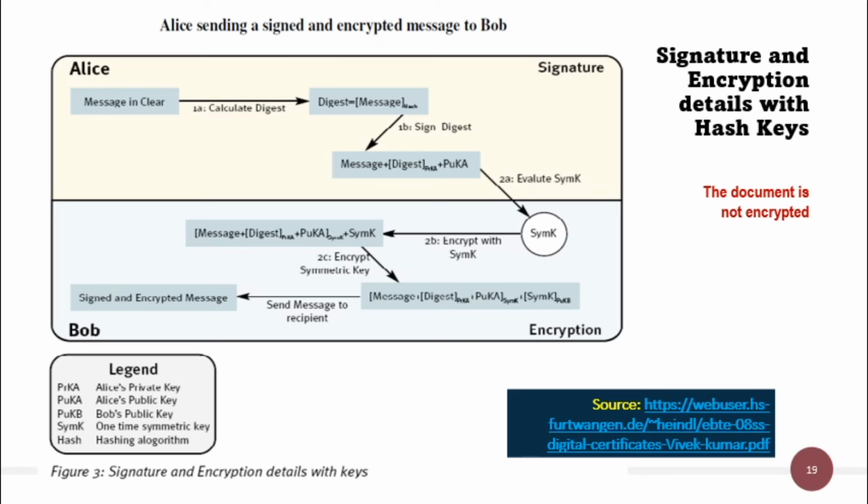As you can see here, the document is not encrypted. The encryption is only the hash key, which is sent along with the document. So when the hash is the same, after Bob decrypts the hash, Bob will know that the document is really sent by Alice. Okay, something like that.